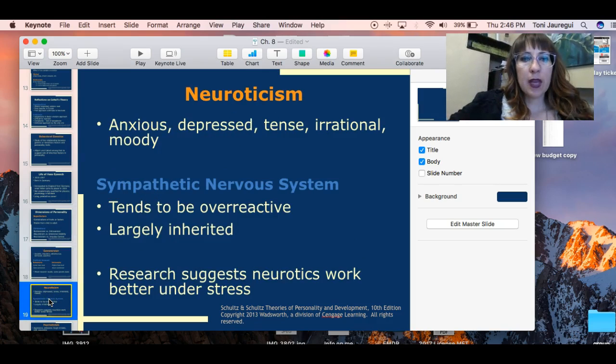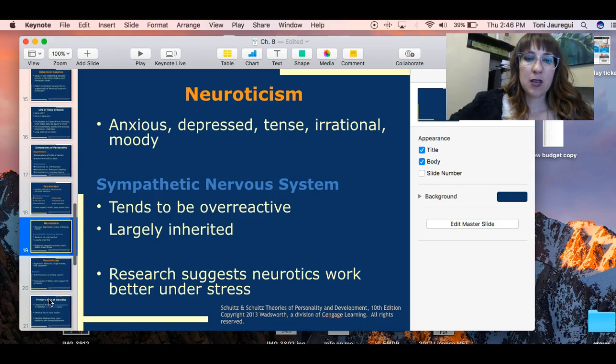Neuroticism: anxious, depressed, tense, irrational, and moody. So the sympathetic nervous system tends to be overreactive and largely inherited. Research suggests neurotics work better under stress, which we do know, right? Like the procrastinator. Some of you might be very familiar with that. It's like when the pressure's on, that's when they can do better.